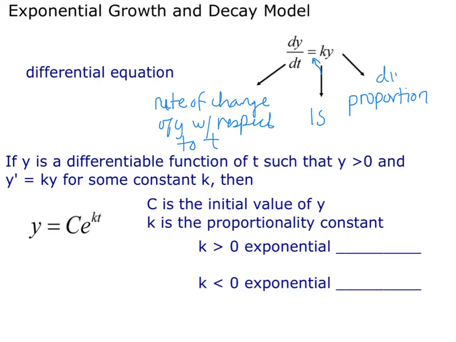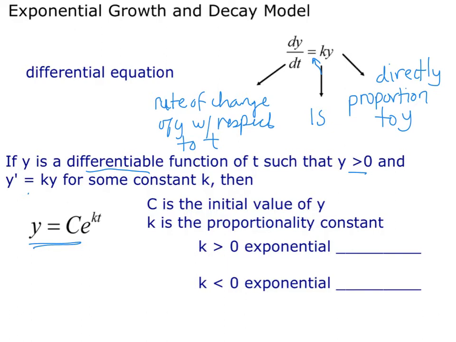directly proportional, if you remember this from algebra, directly proportional to y. All right, so if y is a differentiable function of t such that y is greater than 0 and y prime equals ky for some constant k, then y, this right here, y equals ce to the kt.